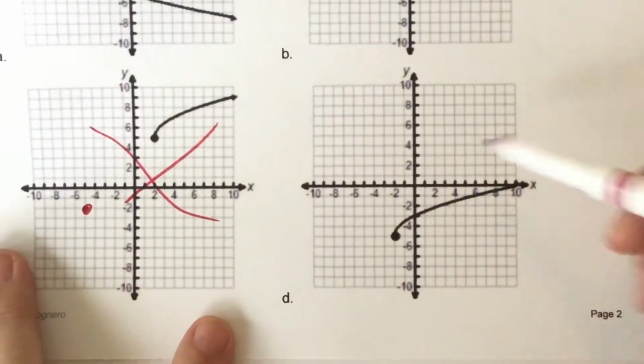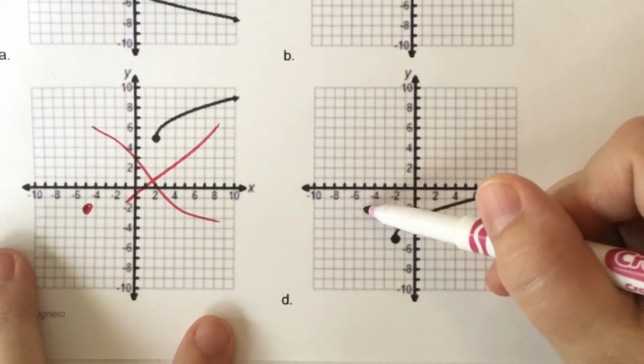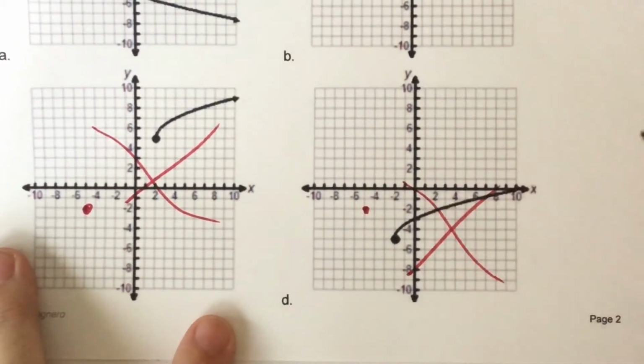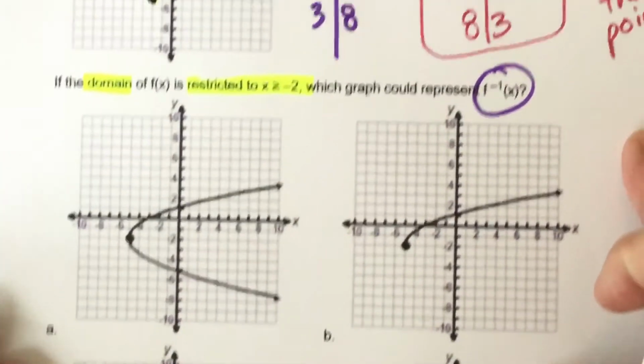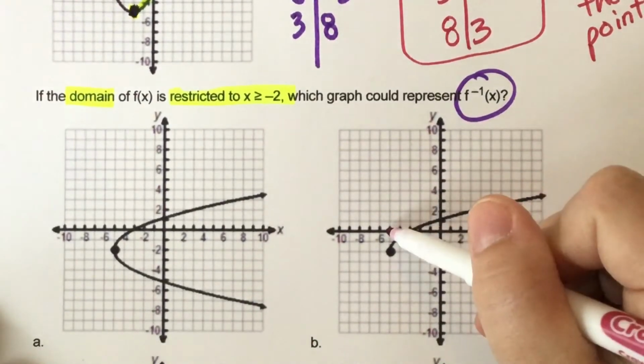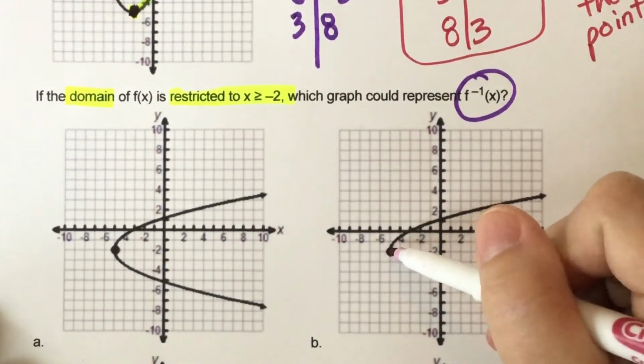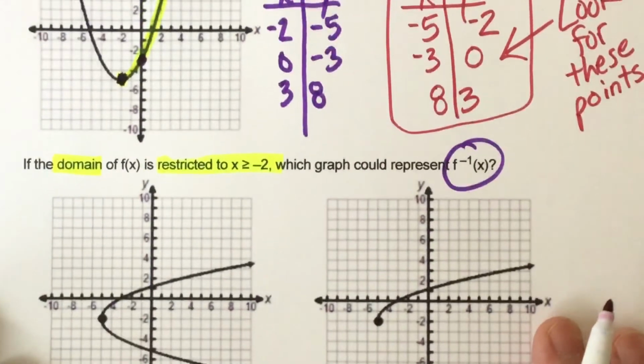Okay, let's look at this one. Negative 5, negative 2. The graph is not there. That one's out. Okay, let's look at this one. Negative 5, negative 2. Okay, we're there. All right, let's look at the next one.